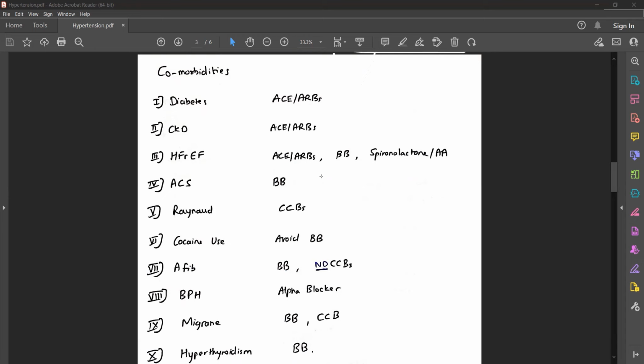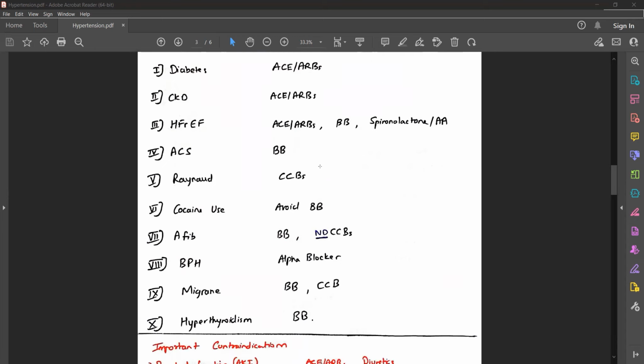And then for Raynaud's, a calcium channel blocker is the preferable first line medication. If somebody is having atrial fibrillation, as I said, beta blockers and non-dihydropyridine calcium channel blockers like verapamil and diltiazem will be the first line medication. If somebody is having migraine, we know we use propranolol and verapamil for migraine prophylaxis.